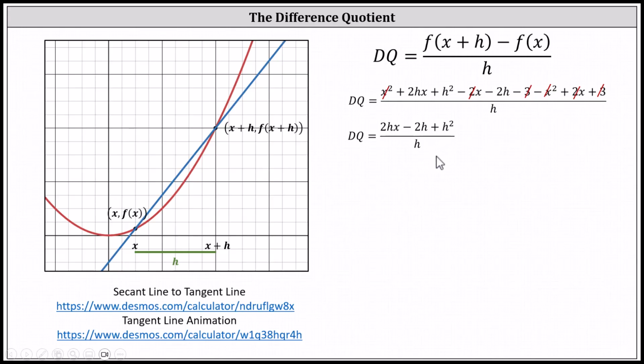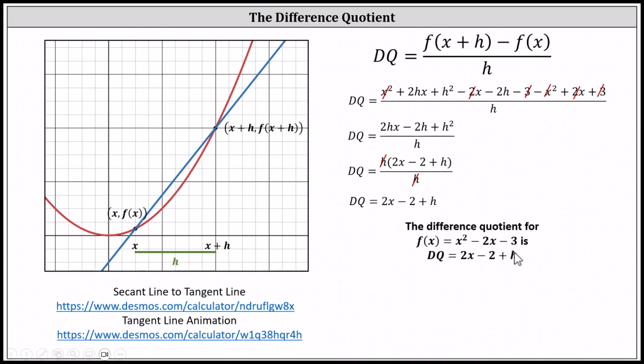We can factor and simplify. Notice all of the terms in the numerator have a common factor of h. Factoring h from the numerator, we have h times the quantity 2x minus 2 plus h. And then simplifying h divided by h simplifies to 1. We finally have the difference quotient. The difference quotient is equal to 2x minus 2 plus h.